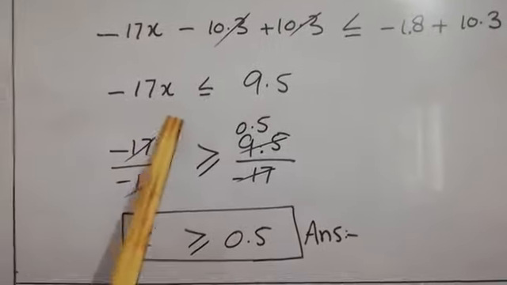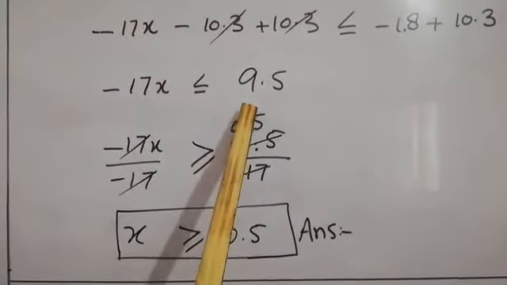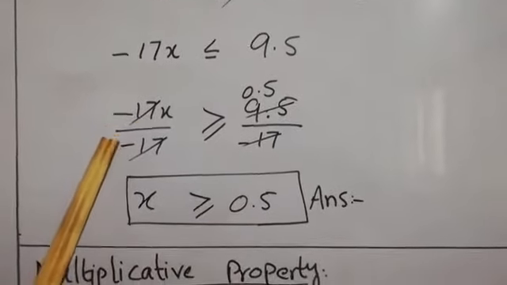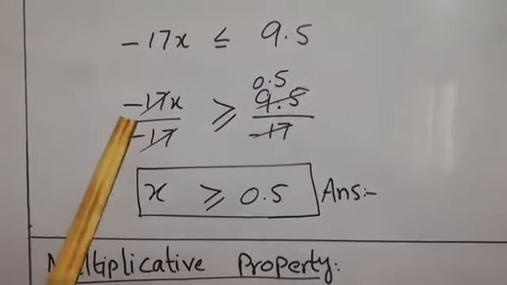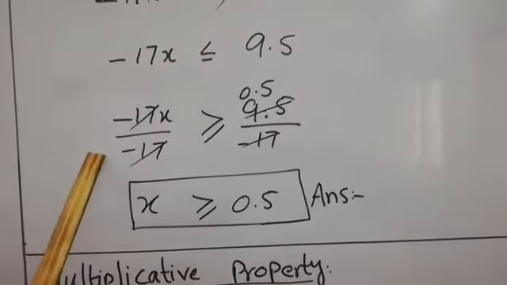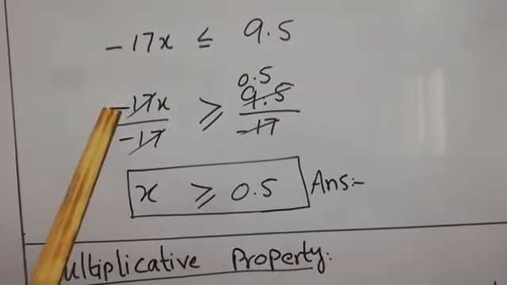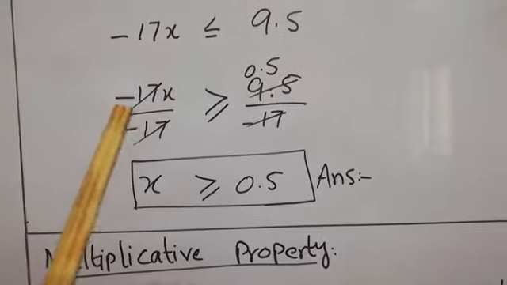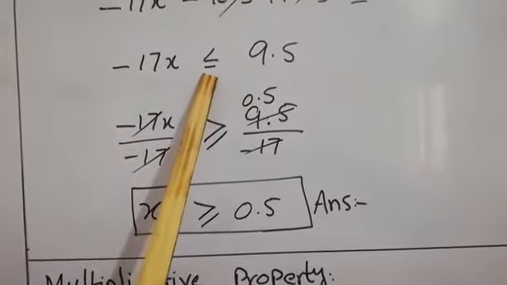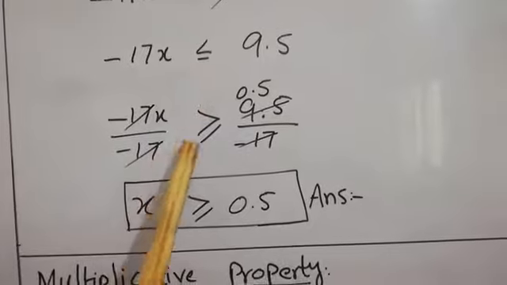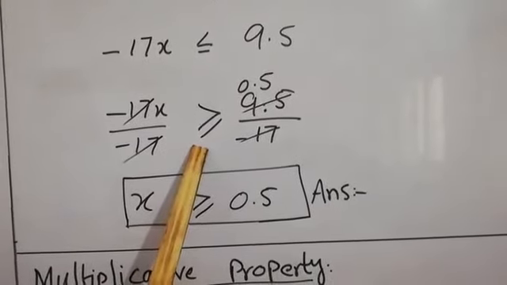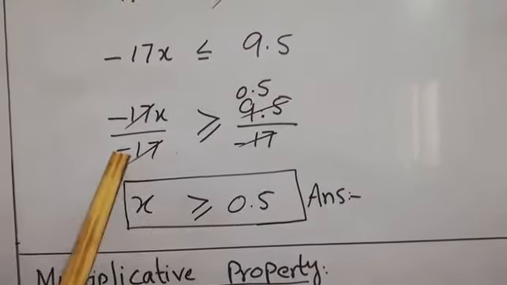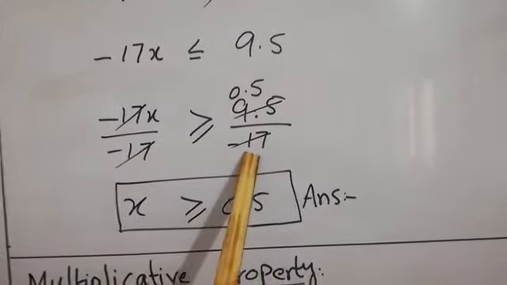We have minus 17x less than or equal to 9.5. Divide the inequation by minus 17, and you know the property: whenever we multiply or divide an equation or inequation by a negative number, the comparison sign will be changed. This less than or equal to will now be changed into greater than or equal to, because we are dividing the inequation by a negative number.